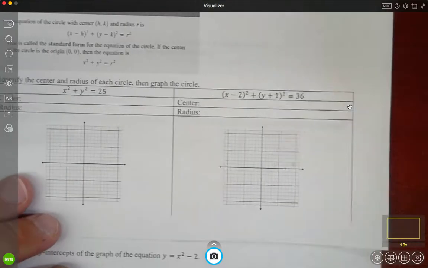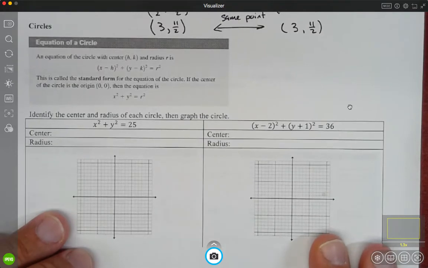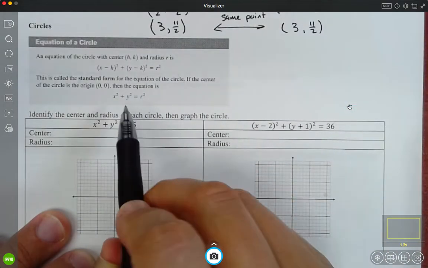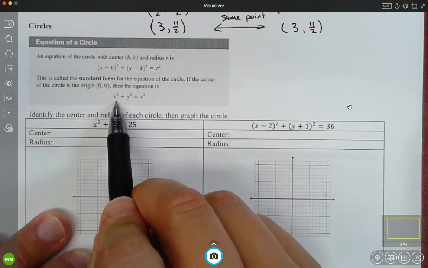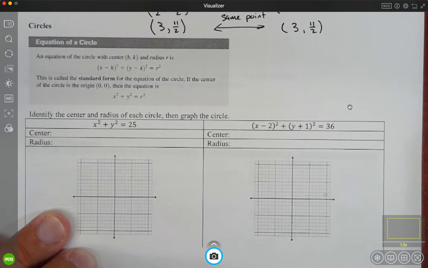All right, everybody. Here's the second video of three. I just wanted to kind of go through circles real quickly. Number one, we have a circle with the center at 0, 0, or the origin. It takes the form of x squared plus y squared equals r squared, where r is the radius. So that's the first one.